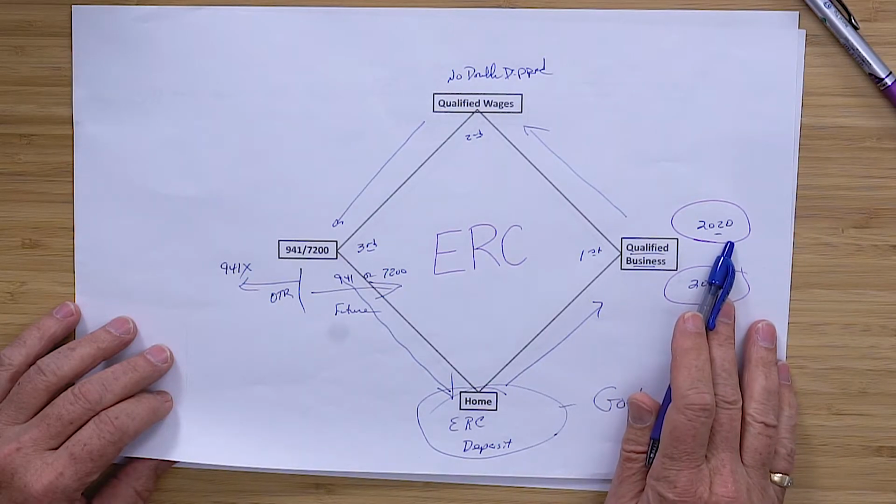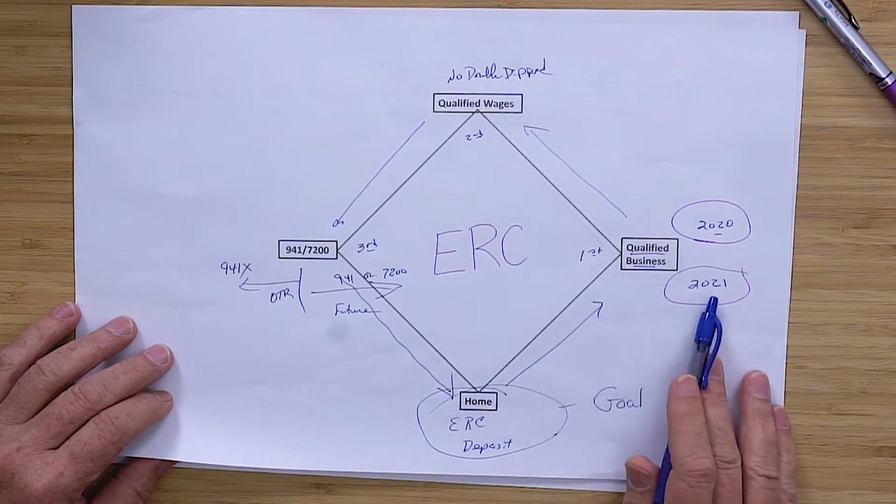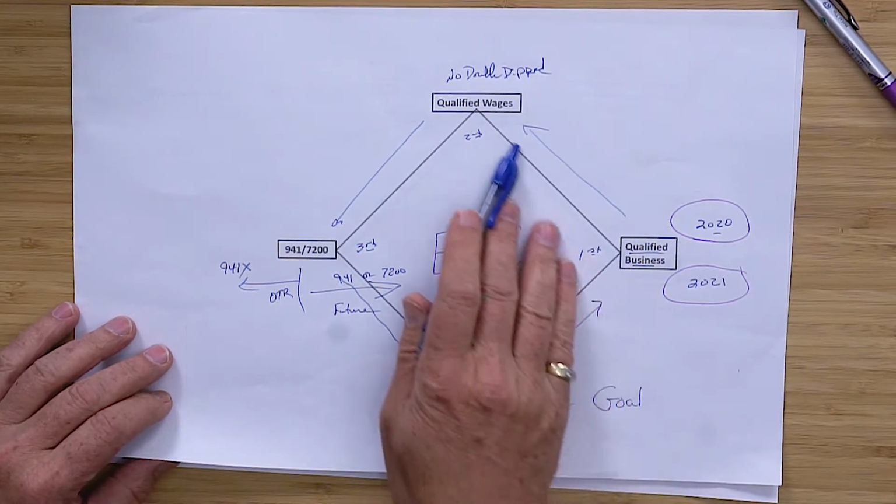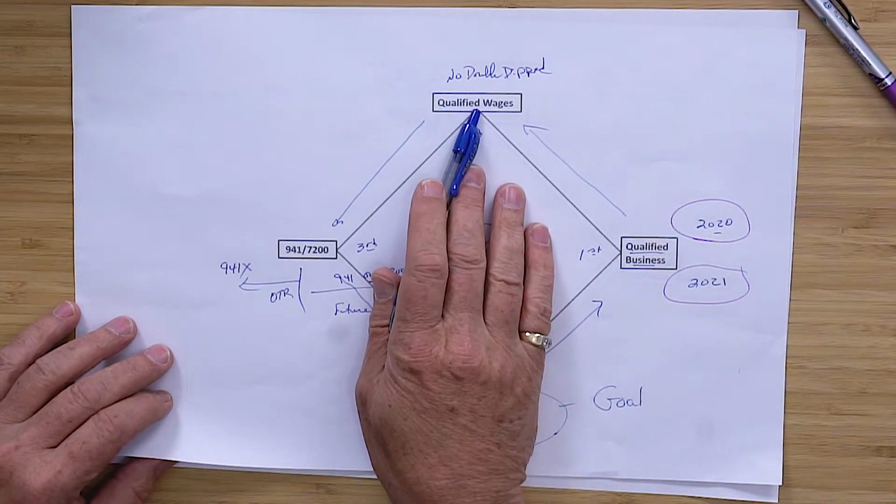What we want to do is, we did an overview in a prior video. We did 2020 qualified business, what qualifies. We did 2021 qualified business. Once you got by first base, we ran to second. And in the prior video, I call it kind of part one of qualified wages, we looked at 2020 qualified wages. What we're now going to do is go back to second base and finish the qualified wages part two for 2021.